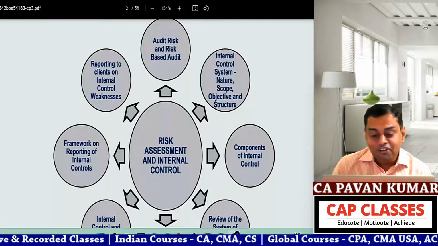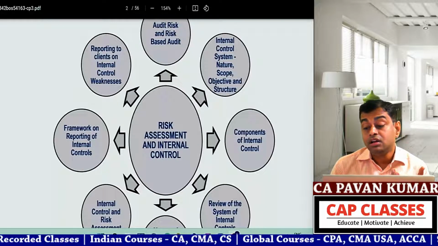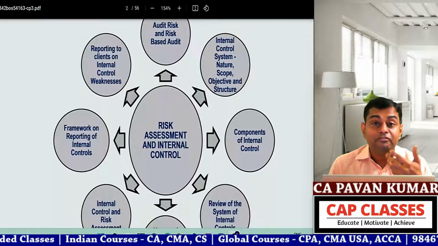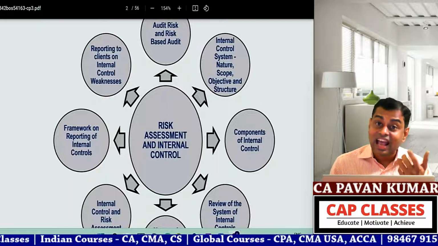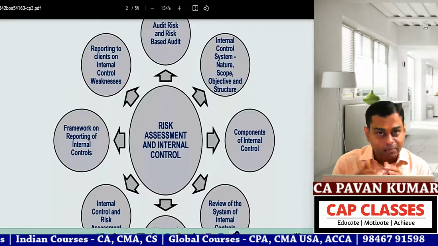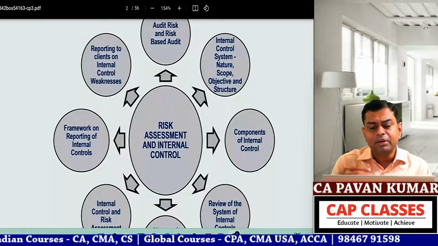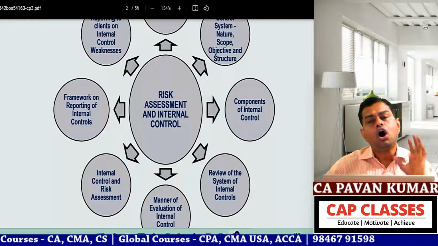So because of these 1-2 reasons, or sometimes maybe a little more might have been included in the CA Final syllabus than CA Inter, though the question is same, chapter is same, content is same. So in CA Final some additional points will be given. So all those things we'll see.